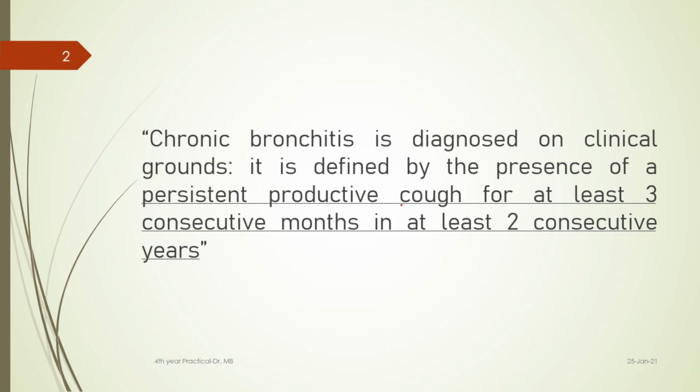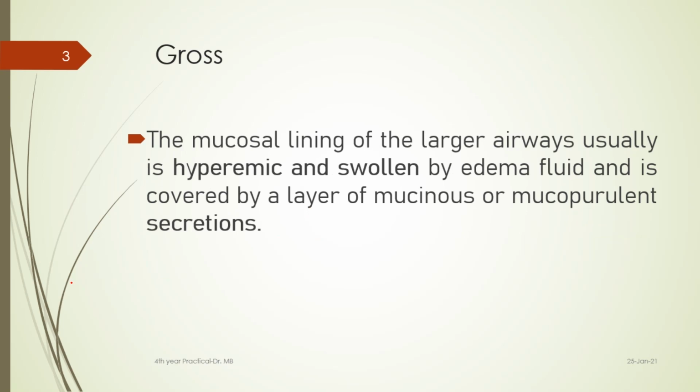That it is the presence of a productive cough. Remember that the word is productive. This is a productive cough that happens for at least 3 consecutive months and at least 2 consecutive years. Okay, so this is the clinical definition of chronic bronchitis.